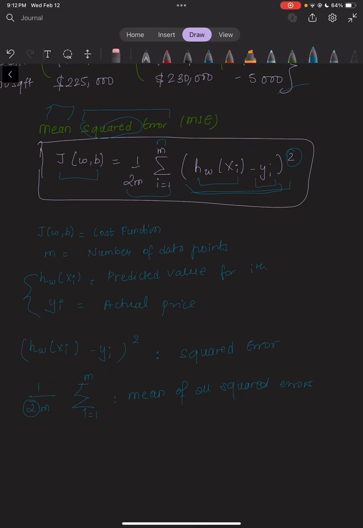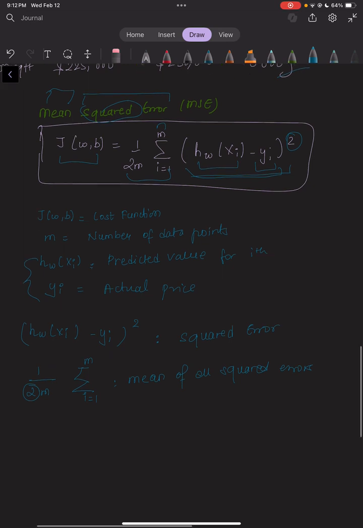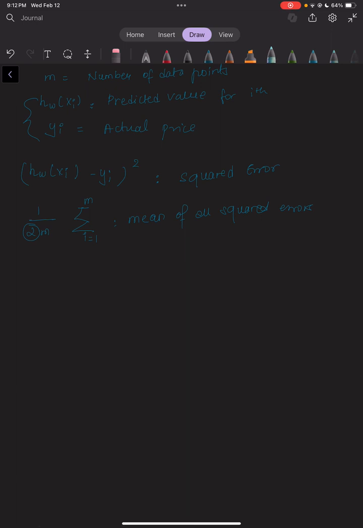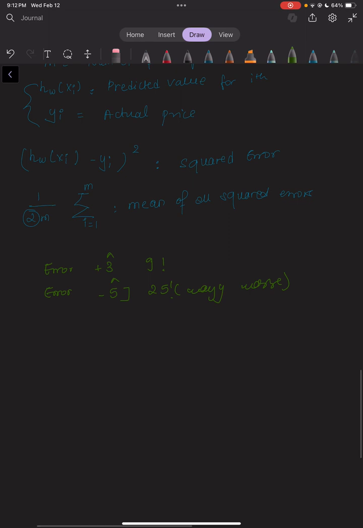The second reason is we want to penalize large mistakes, right? So say we have error 3, error minus 5. Which one is a bigger error? Obviously minus 5. So when we square it, this becomes 9 and then this becomes 25. So this is way worse, right? Like 25 is way worse than 9. So what we're doing here is making sure that bigger errors hurt the cost function more, which forces the model to reduce large mistakes.